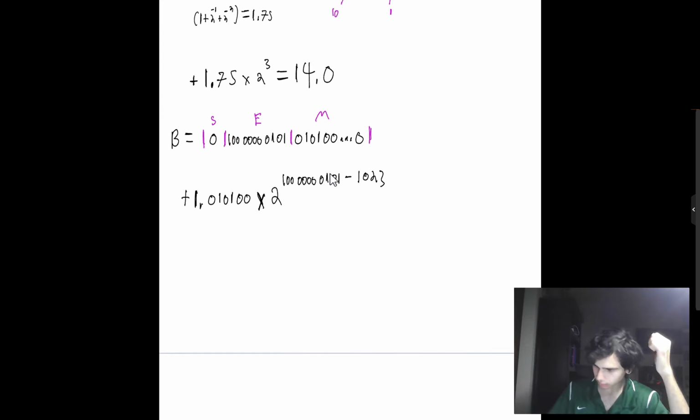Using the formula, it's going to be plus 1 dot all this times 2 to the all that minus 1023. So then, here, let me just use my calculator to find out what it is. Let me write the steps.